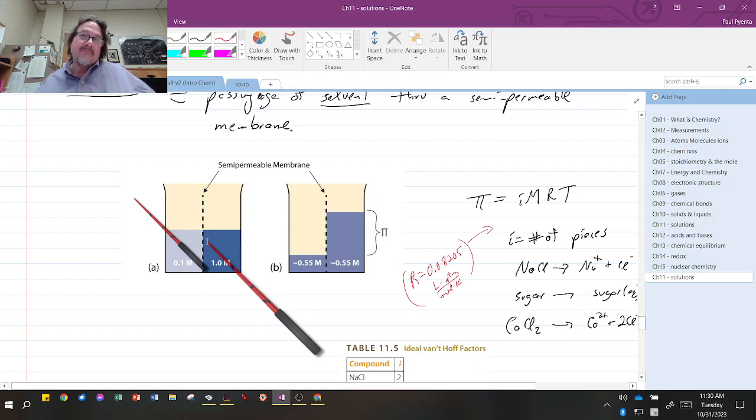And so you set this up, you give it a little time. This is the result that you would see. The actual level of the solution on the right side would go up, and this one will go down.